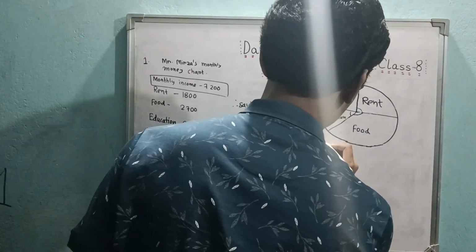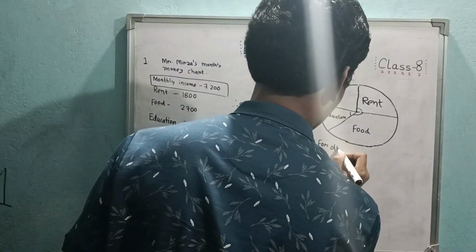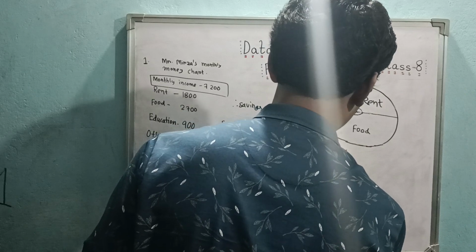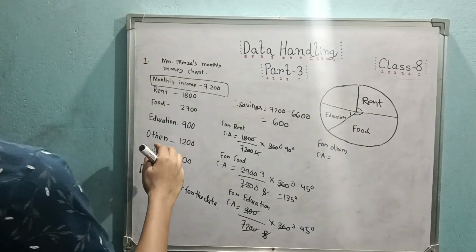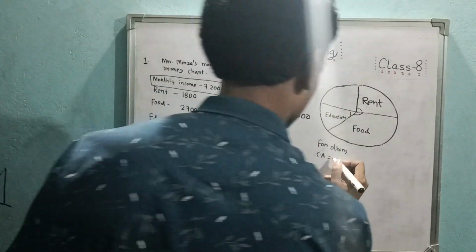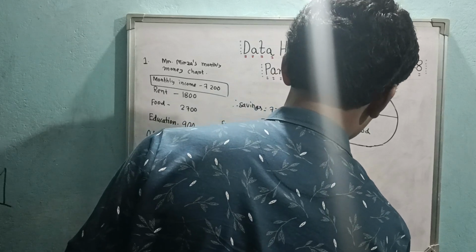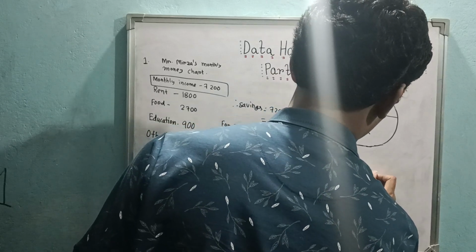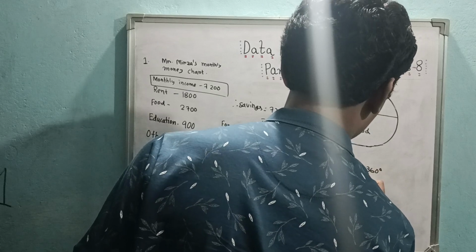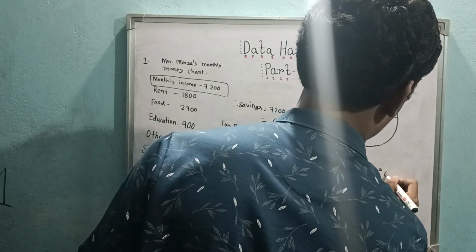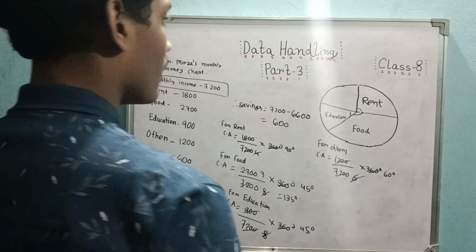Others. For others, central angle equals others' frequency 1200 divided by total frequency 7200 multiplied by 360 degree. That gives 60 degree. Draw a 60 degree angle now, easy.